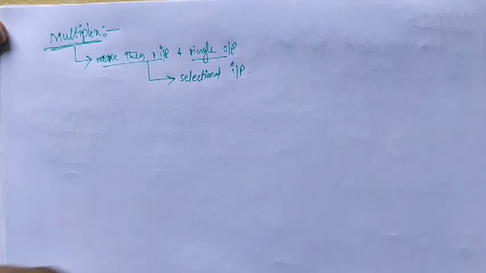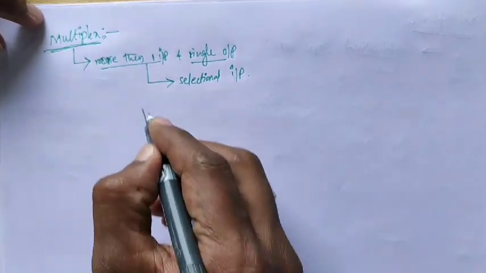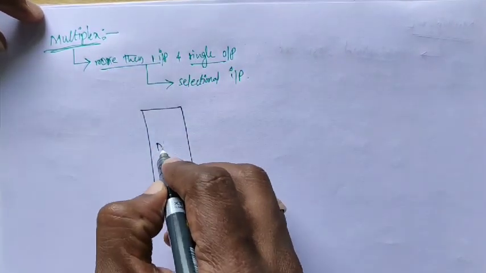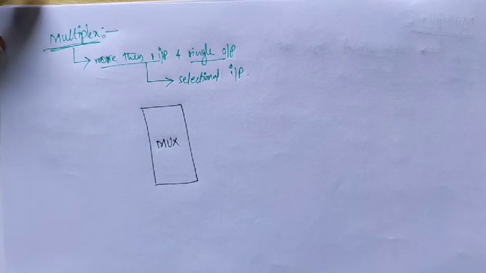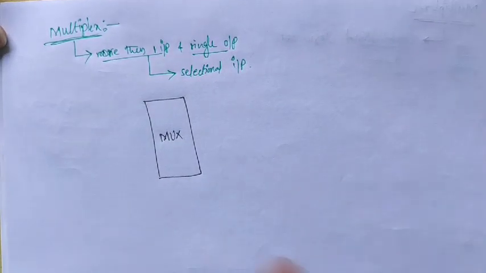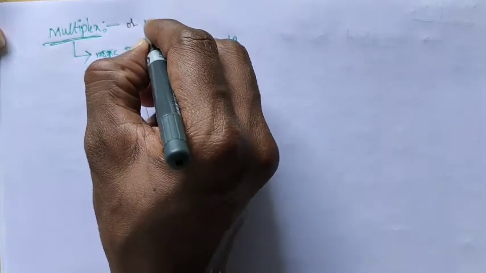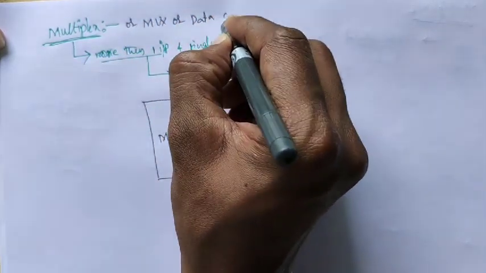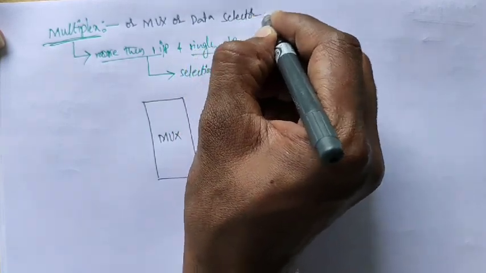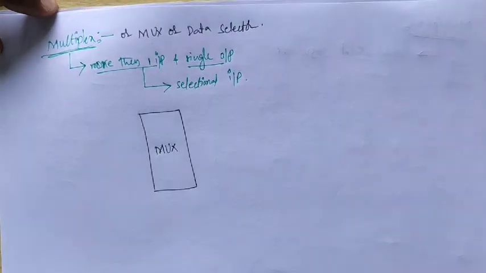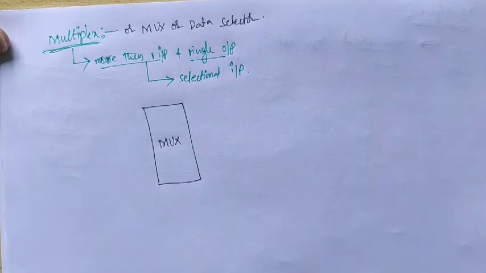It is a combinational logic circuit. It is also known as the MUX, or it is also known as the data selector. The multiplexer is also called a MUX or data selector. Why is it called a data selector? Now we'll see.